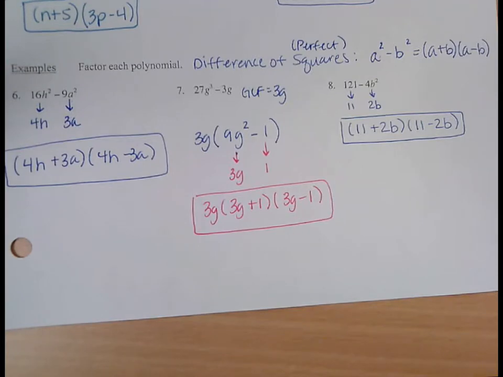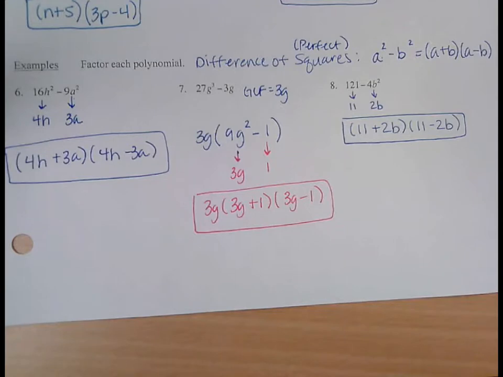All right, double check. 11 plus 2b and 11 minus 2b would be the factored form. All right, any questions?